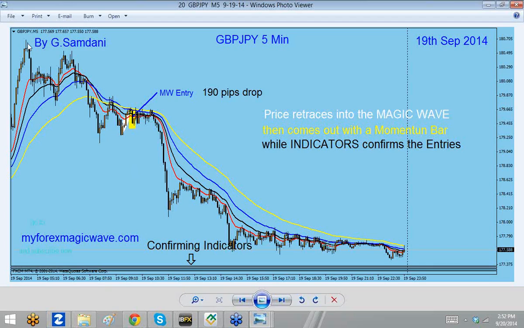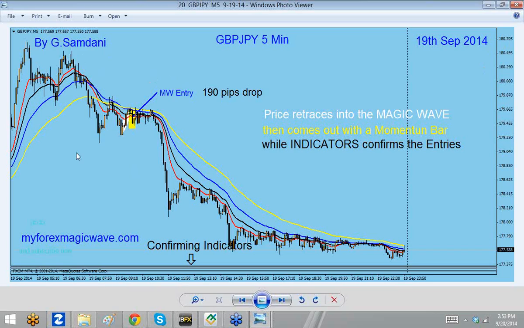So please, let me know. My email address is myforexmagicwave@gmail.com. If you know the importance of this area, let me see what number. I don't know, it's somewhere around 180 something. Okay, 180.70. All right, so just tell me why this thing turned from here. It went all the way up there and then came down crashing from that number.